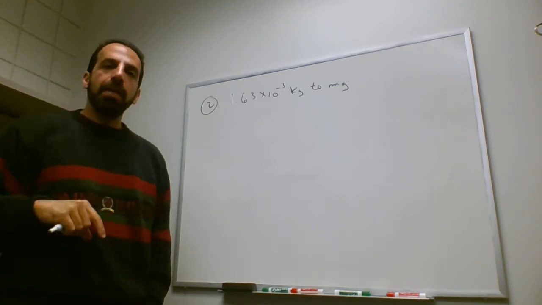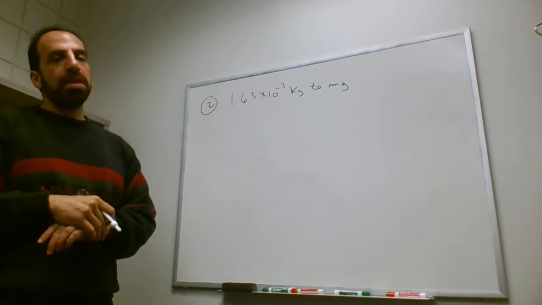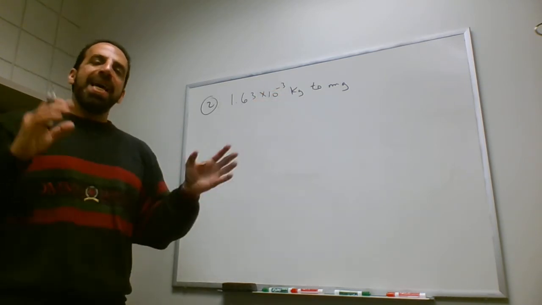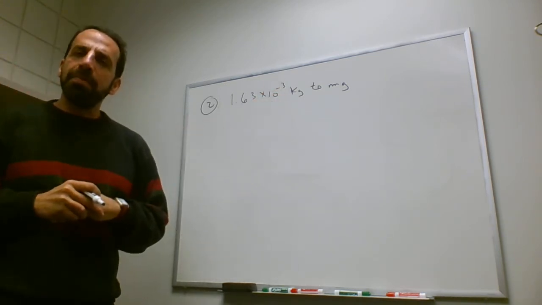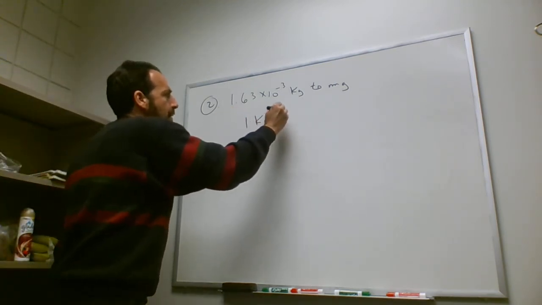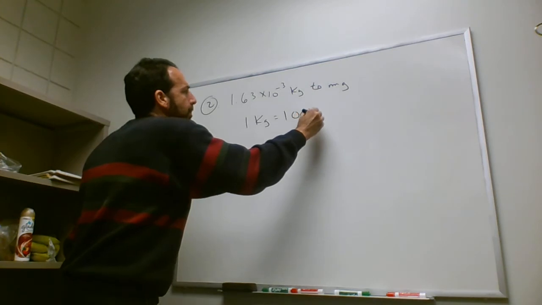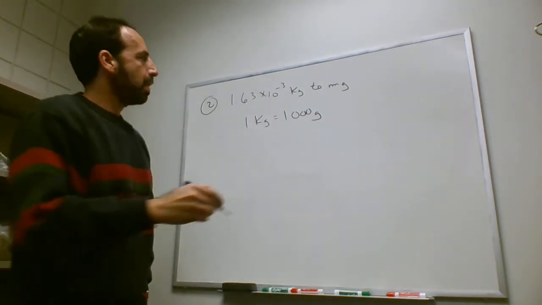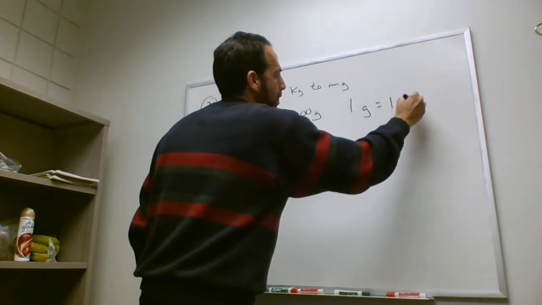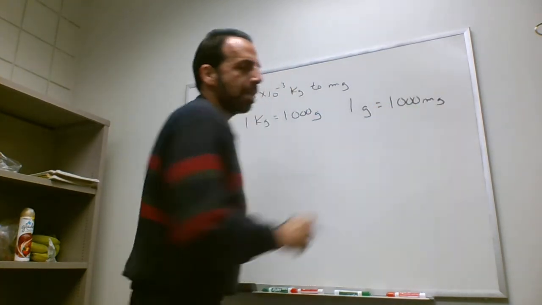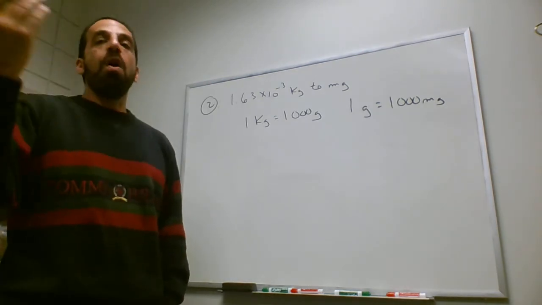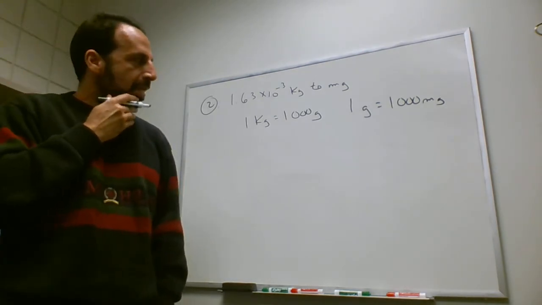Let's look at the second one. In this case, 1.63 times 10 to the minus 3 kilograms to milligrams. In this case, we're going to use 2 types of equivalent relationships. I'm going to say that 1 kilogram is 1,000 grams, and then 1 gram is 1,000 milligrams. Again, either you look up the equivalent relationships or you know them off the top of your head. Either way is fine.